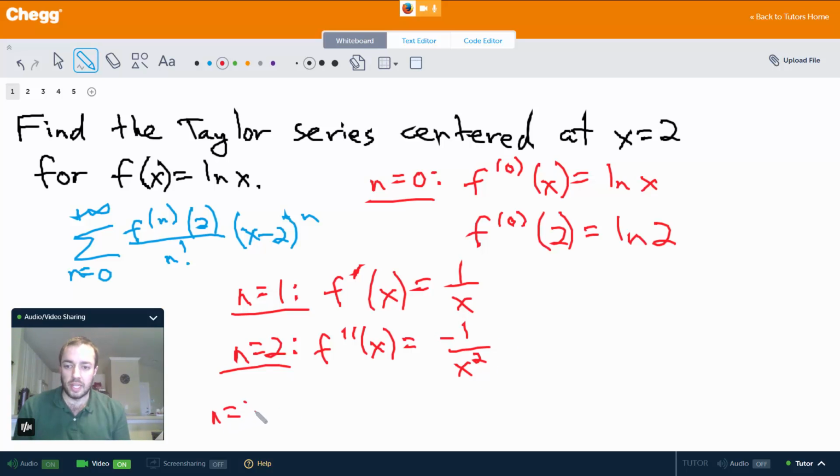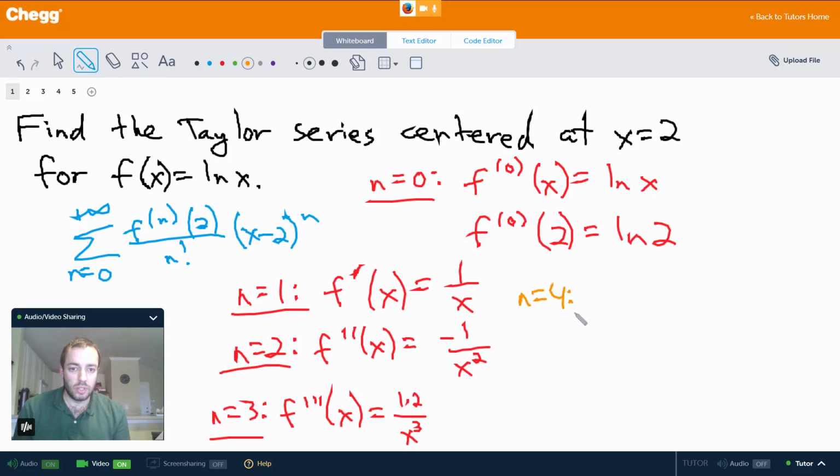What if n is 3? Well, then we get f triple primed of x, which is going to be the derivative of negative 1 over x squared, and that's going to be negative 1 times negative 2, which is actually just 1 times 2, so let's write that like that: 1 times 2, all divided by x cubed. Yes, 1 times 2 just simplifies to 2, but there's a reason I'm writing it like that. So let's continue with a couple more. I'll use a different color here for readability.